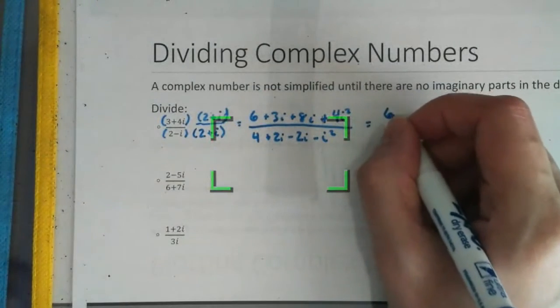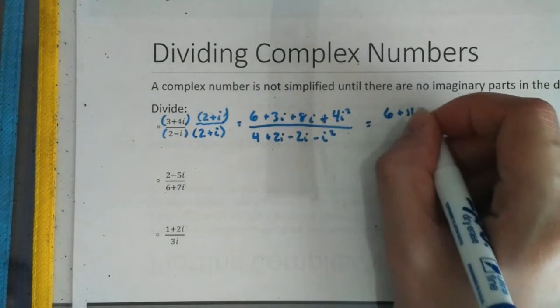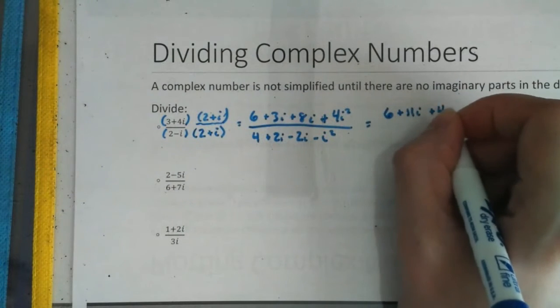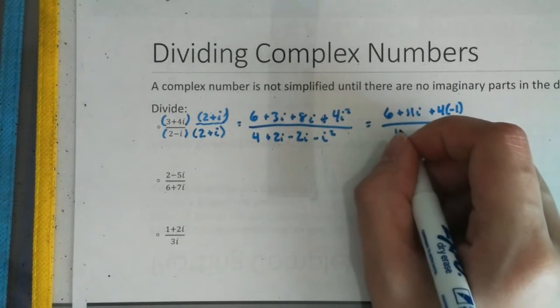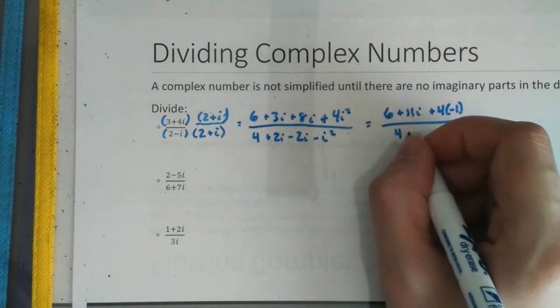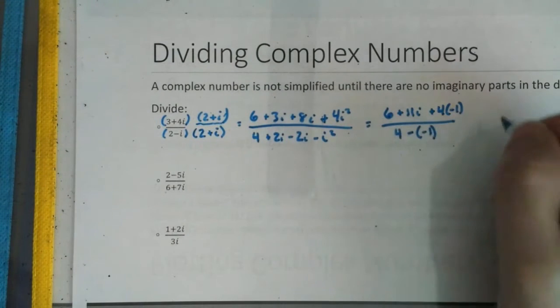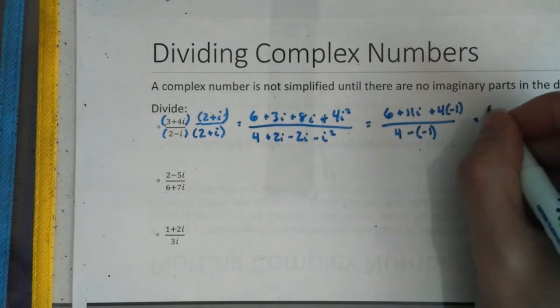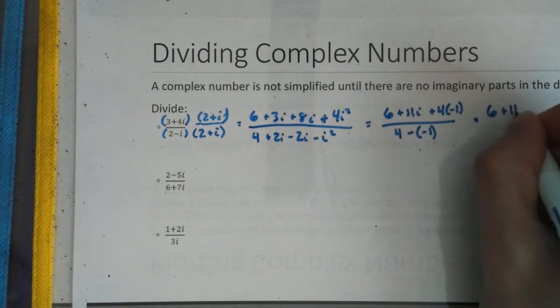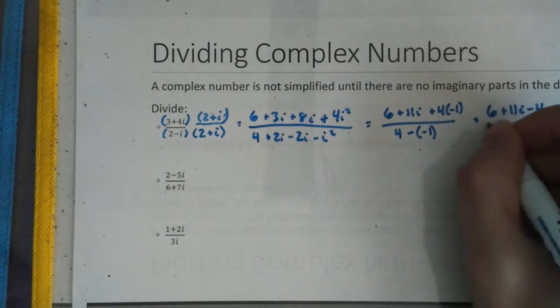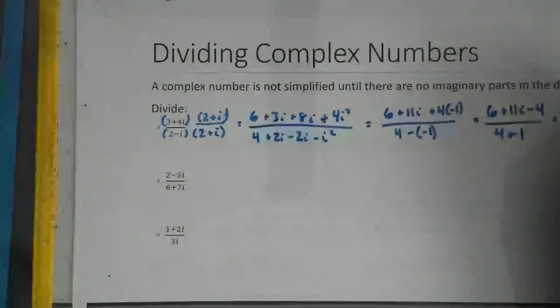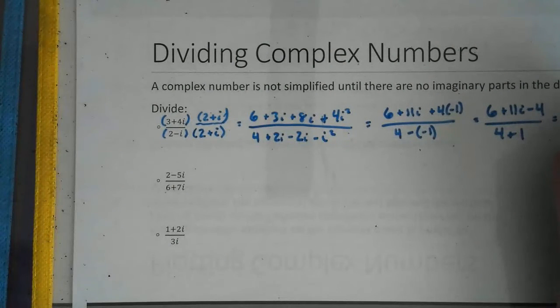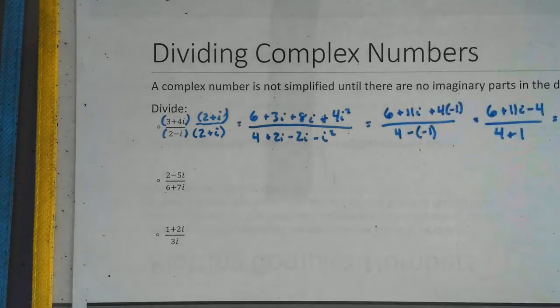Let's combine some like terms. I have 6 plus 11i plus 4 times negative 1. In my denominator, I have 4. The 2 i's cancel out, so minus a negative 1. That gives me 6 plus 11i minus 4 over 4 plus 1. And simplifying that, I'm left with 2 plus 11i over 5.